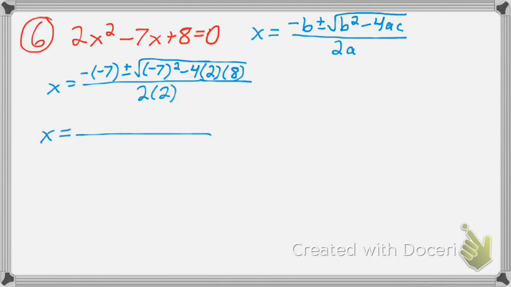And now what's going to happen is I'm going to keep on simplifying that down just as I have before. So it's positive 7 out there, plus or minus the square root of. Negative 7 squared is positive 49. And negative 4 times 2 is negative 8. Negative 8 times 8 is negative 64. And 2 times 2 on the denominator is 4. Now I'll go ahead and do the subtraction. That 49 minus 64, excuse me, would be negative 15.